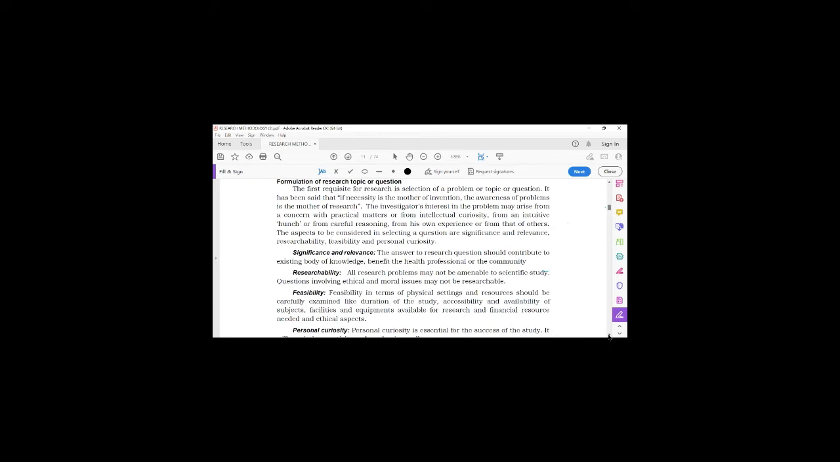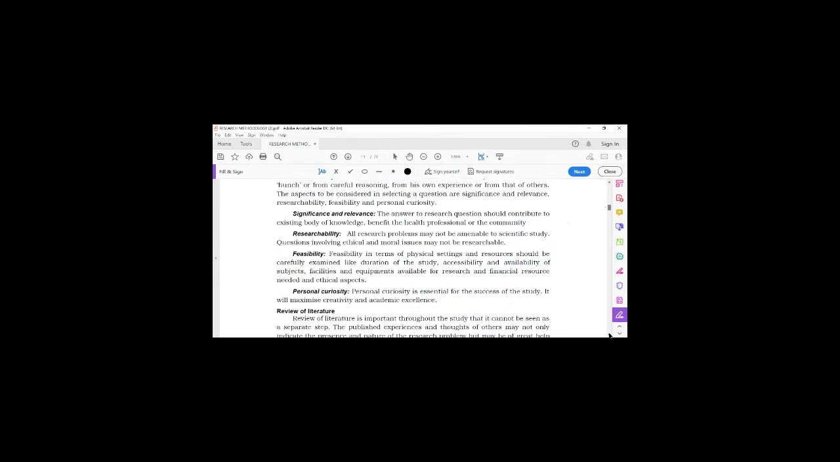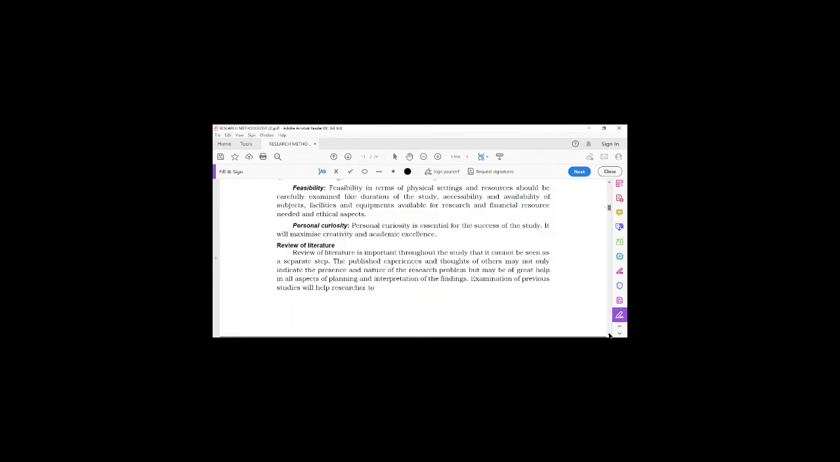Then the feasibility of the study is very important, in terms of significance, relevance, researchability of the topic, the question about ethical and moral issues, the feasibility of the study, and personal curiosity. So these are very important components for initiating any type of research.